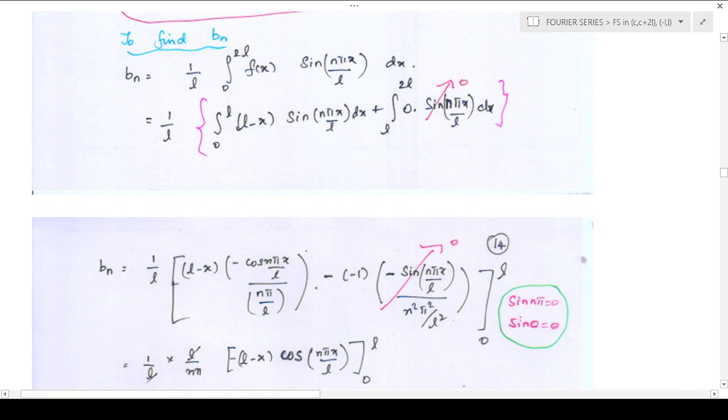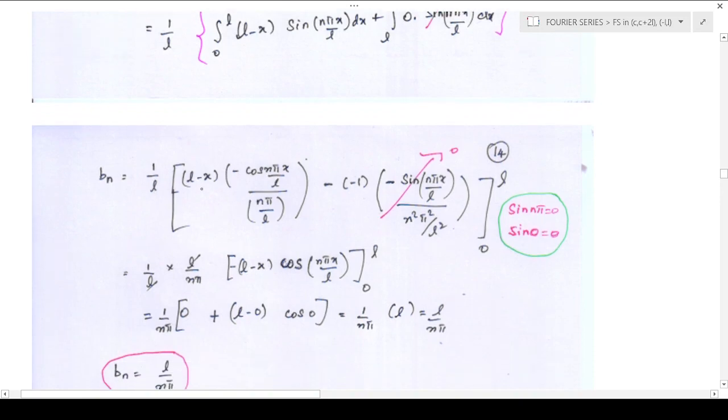It is u v1 minus u dash v2. L minus x, differentiate it is minus 1. Sin n pi x by L, integrate it is minus cos n pi x by L divided by n pi by L. Cos integration is plus sin by n pi by L. But already minus by n pi by L is there. So, minus sin n pi x by L divided by n square pi square by L square. If you apply x equal to L, L will be getting cancelled. It will be sin n pi. Apply x equal to 0, it is sin 0. So the second term is 0 because of these results.